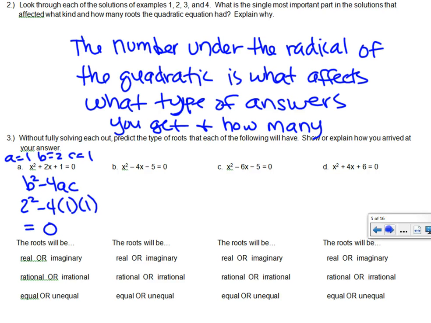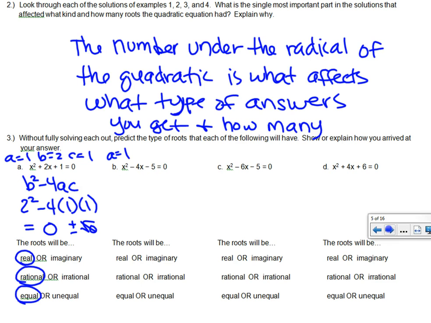Well, if I know that underneath the radical, and you can do it off to the side, that number is going to be a 0, I know that the radical is going to go away, and plus a 0 and minus a 0 still is the same number. So I know that I'm going to have real answers because the radical went away. I know they're going to be nice because the radical went away. And if you have a plus 0 and a minus 0, it's the same answer. So you know you're going to have two of the same answers.